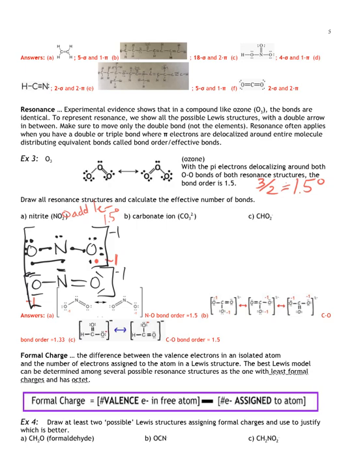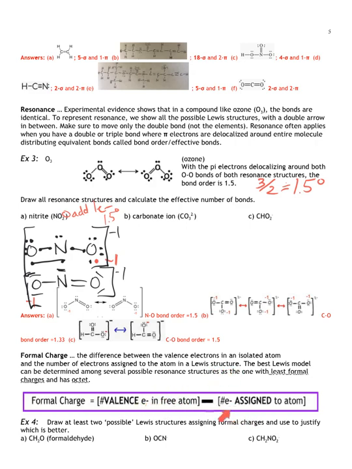All right, let's go into formal charge. Formal charge is basically designated charges in a structure that's covalent. And usually you're looking at the valence electrons in an isolated atom and the number of electrons assigned to that atom in a Lewis structure. And so you're taking that difference.